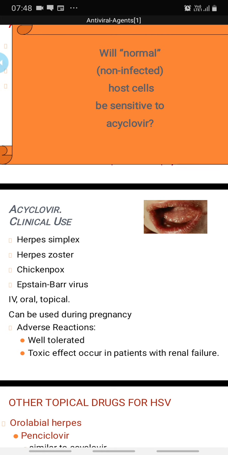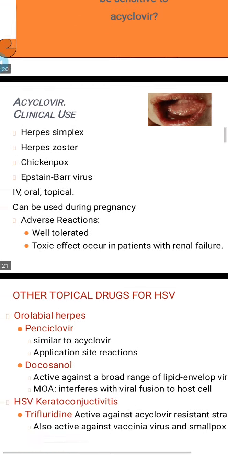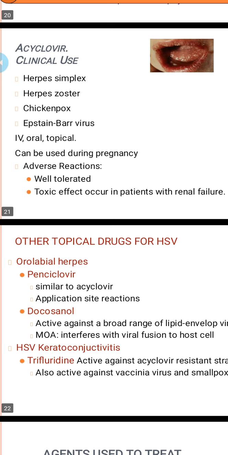Acyclovir clinical use: herpes simplex, herpes zoster, chickenpox, Epstein-Barr virus; IV, oral or topical. Depending on the severity and location of the infection, we can use these agents, and it can be used during pregnancy also. It is well tolerated, and toxic effects occur in patients with renal failure only. It can cause interstitial nephritis, and also crystalluria.